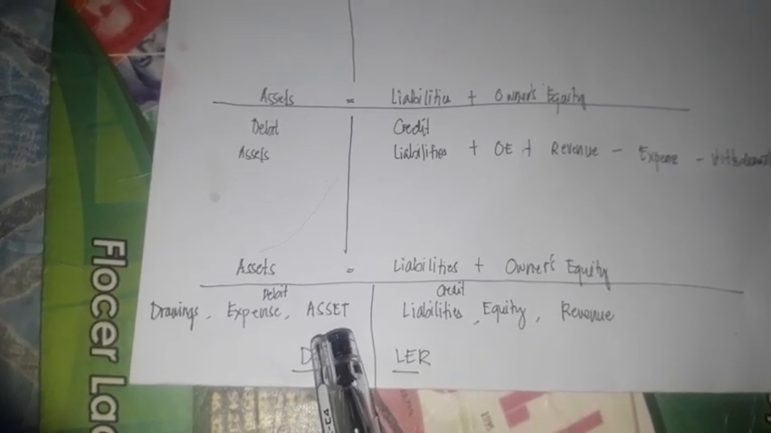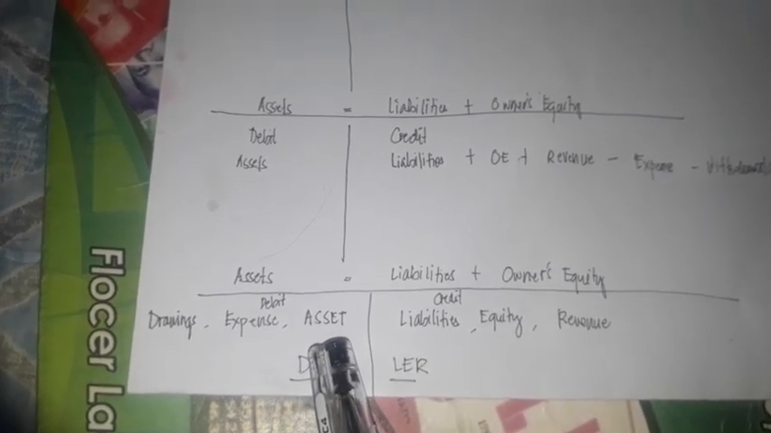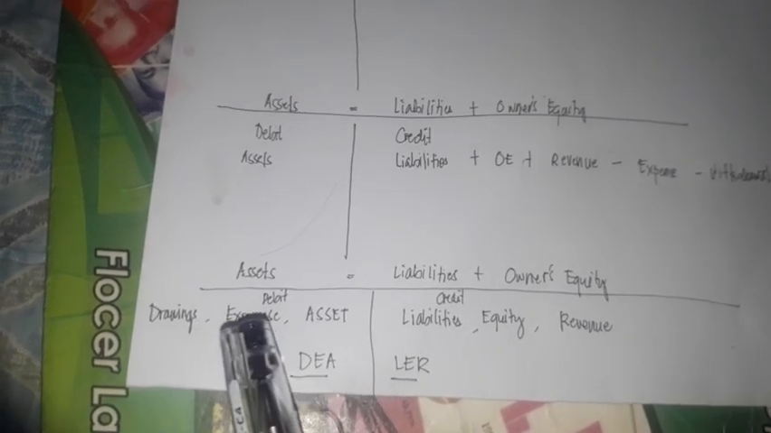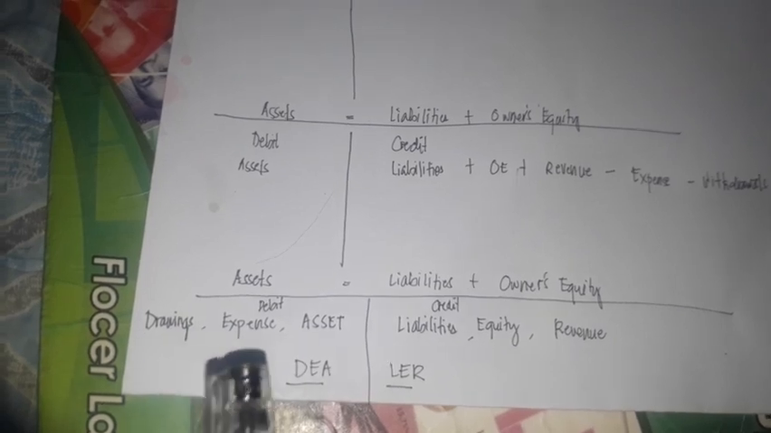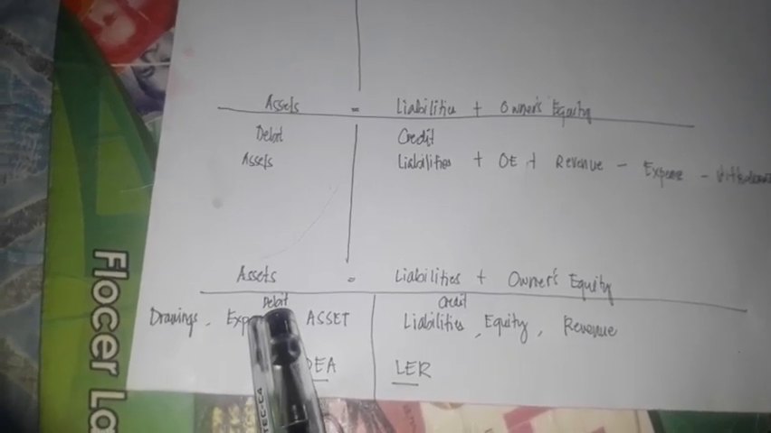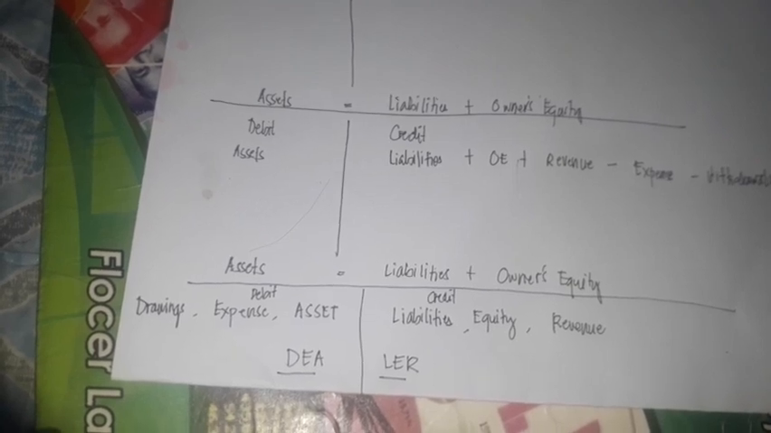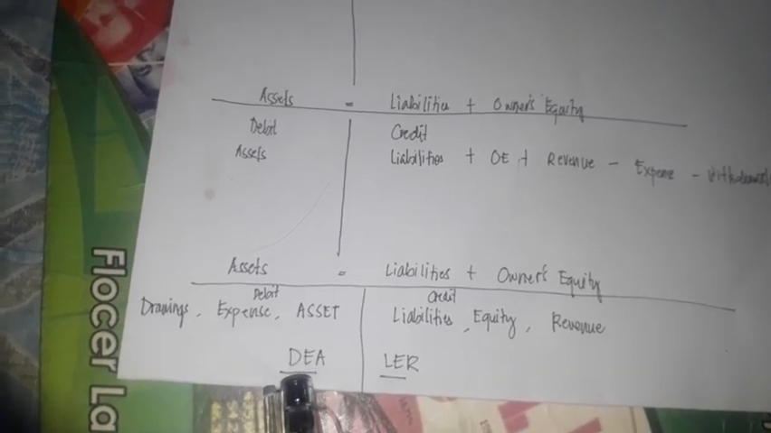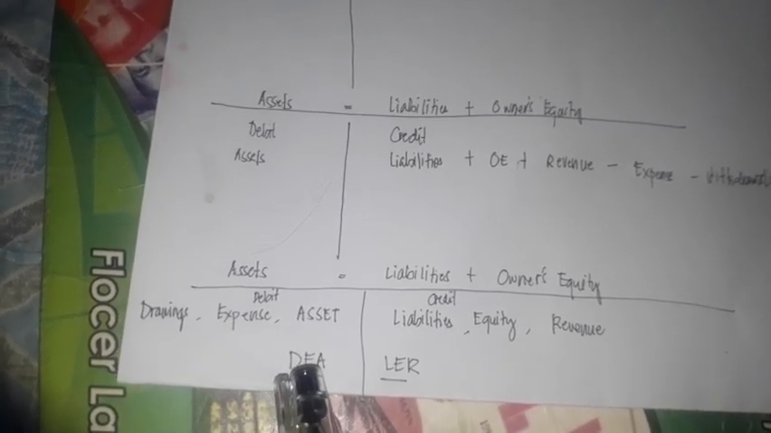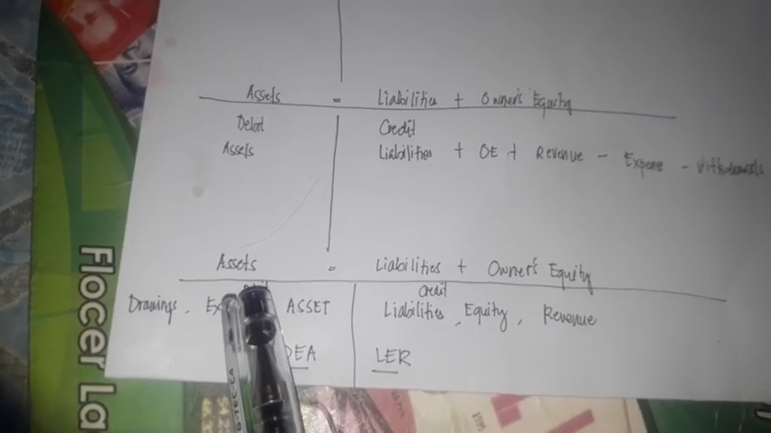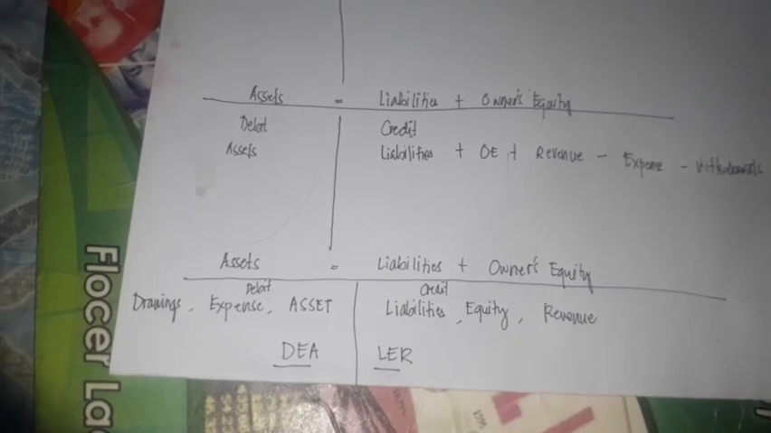So as sa debit side natin ay normal balances nila is the drawings, expense, and assets. So the normal balance of the account is debit. Okay. So lalagyan po natin sila ng letter. So D sa drawings, E sa expense, and then A sa assets. So normal balance sila ay debit sa ating T account.